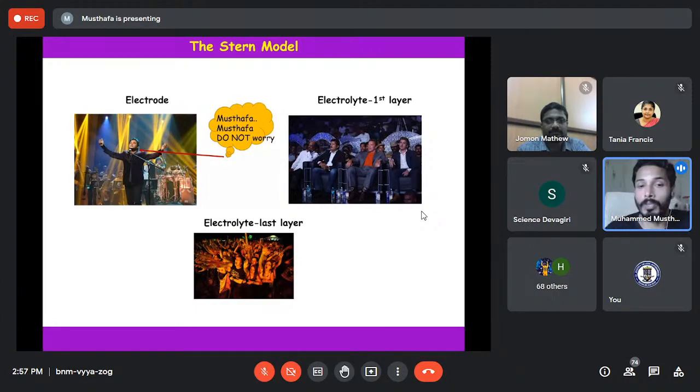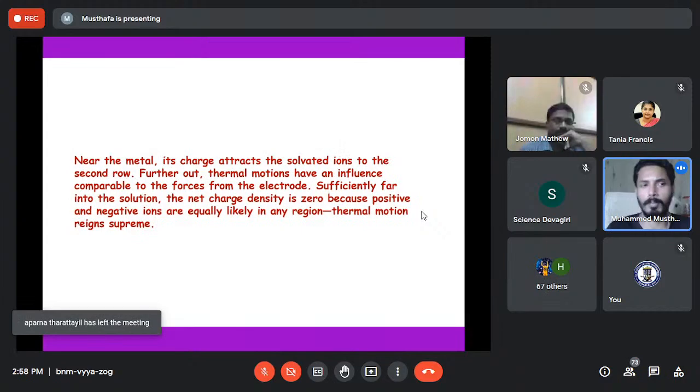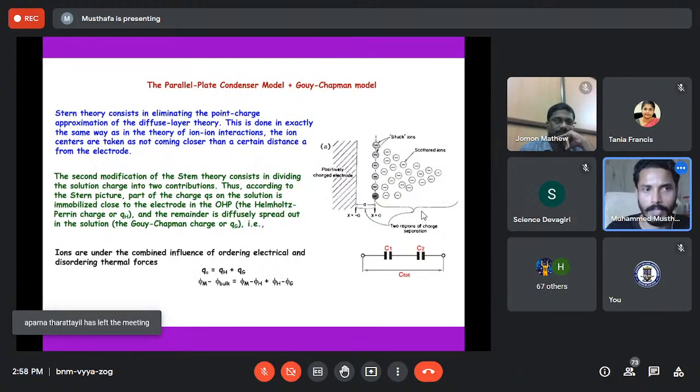So you will have a diffused layer of charge as you move further away from the electrode surface. So you have one layer which is fixed and immobile, and you have another layer which is diffused. So you will see immediately that Stern's model is a combination of Helmholtz-Perrin's model, the first model, and the second model. And this theory could explain most of the experimental facts. I mean, most of the experimental observations, this theory could successfully explain.